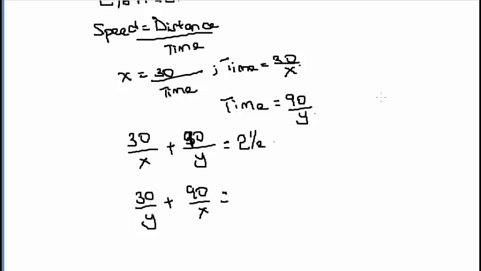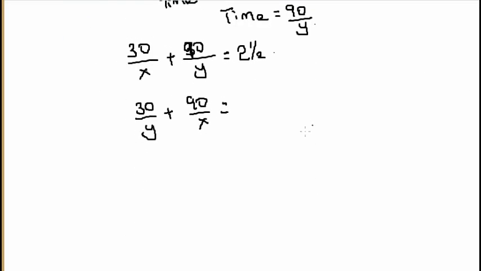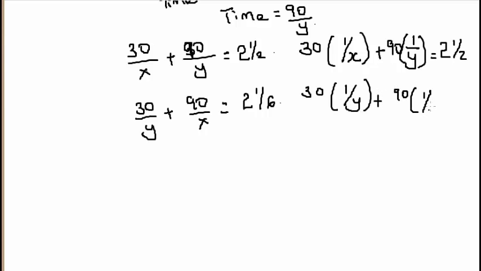If this happens, it said here that the total time will be 1 over 6. Do not forget, I converted the decimal to a fraction, so I have 2 whole number 1 over 6. Now let's solve this simultaneously. This becomes 30 into bracket 1 over x plus 90 into bracket 1 over y is equal to 2.5. When you are solving fraction questions, it's easier to do it this way. And I have here 90 into bracket 1 over x plus 30 into bracket 1 over y is equal to 2 whole number 1 over 6.